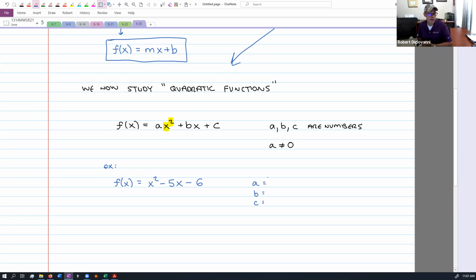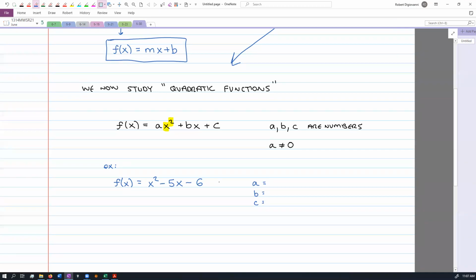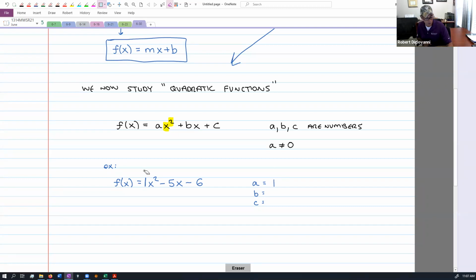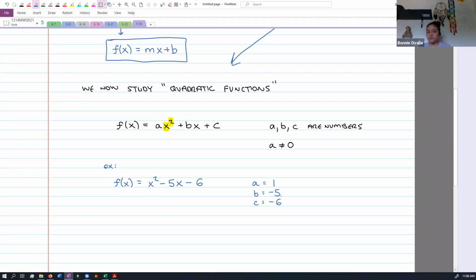So can someone tell me what a is? What's in front of x squared? Yeah, the number in front of x squared, since it's not there, is a 1. Okay, now normally we won't write that. How about b? -5. And what about c? -6. Okay. So that's a, b, and c, right? We've identified the 3 numbers in the problem.